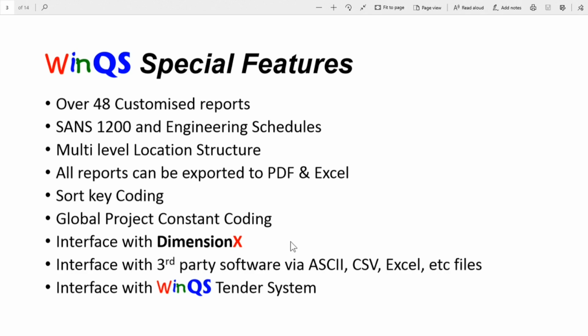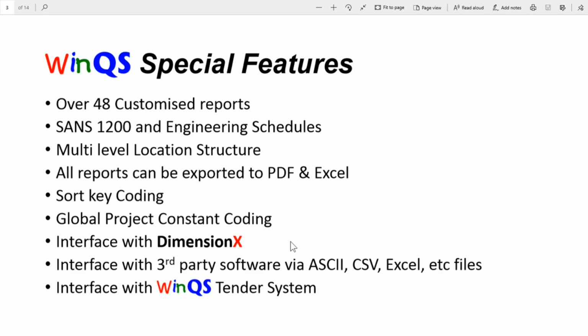We've got sort key coding. Sort key coding works similar to your filter process in Excel. So that means you can code items with specific codes and you can extract information based on those codes. Sort key coding can be used to extract values to calculate fees for engineers. It can also be used to combine items to do valuations a bit faster, so that you can combine all the foundation items and then you can pay a percentage against that specific code for foundations.